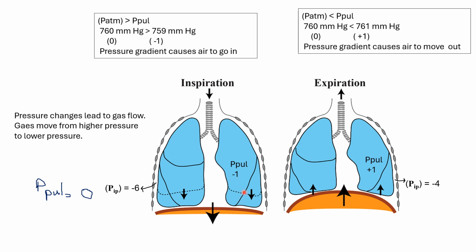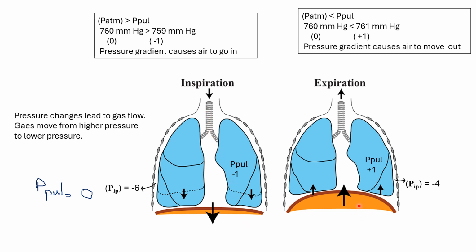So now we have a pressure gradient. What does -1 mean? It means that now the pulmonary pressure is 759. So this pressure gradient is enough to cause the movement of gas. Gas moves from the higher pressure to the lower pressure, so it moves here, and we inspire the air, it goes in.